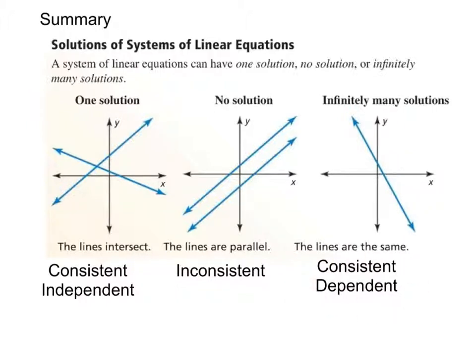The reason for this is consistent just means that there's going to be a solution. Dependent means you have to figure out which one you're talking about. It depends on where your x is to find what your y is. Your independent solution is the only one solution where those two lines meet. If the system doesn't have a solution, then it's called inconsistent. And that summarizes the special cases for systems of linear equations.